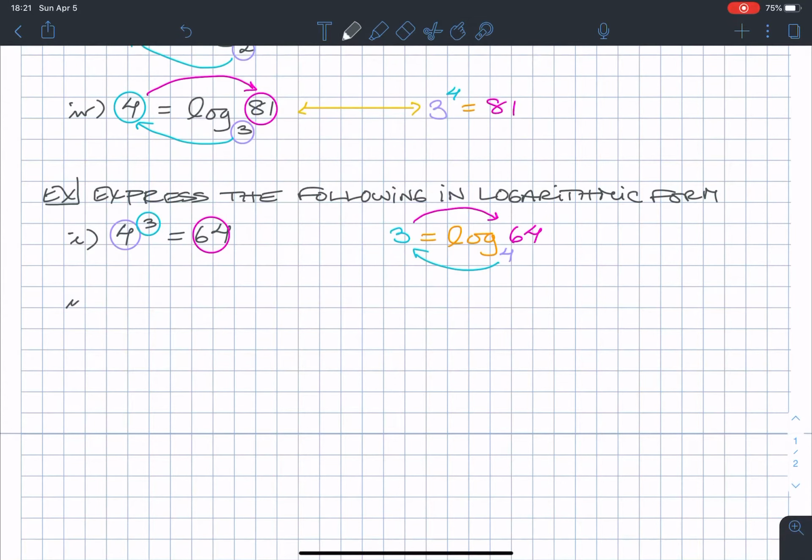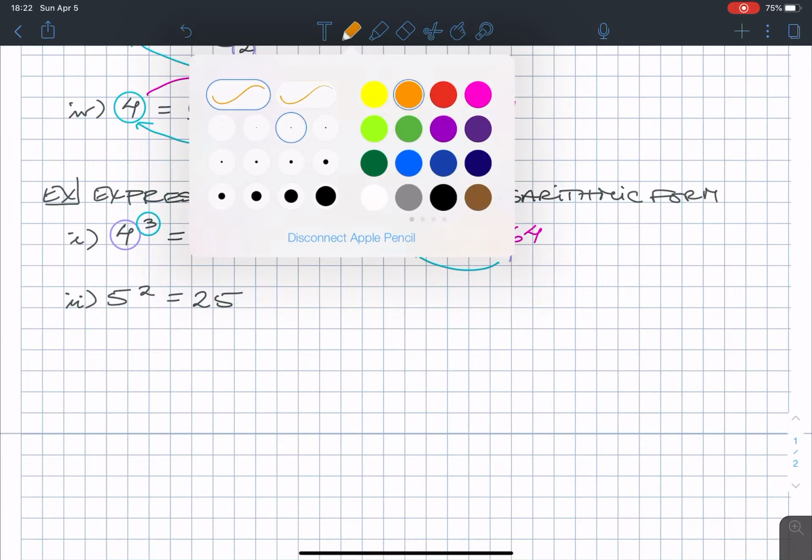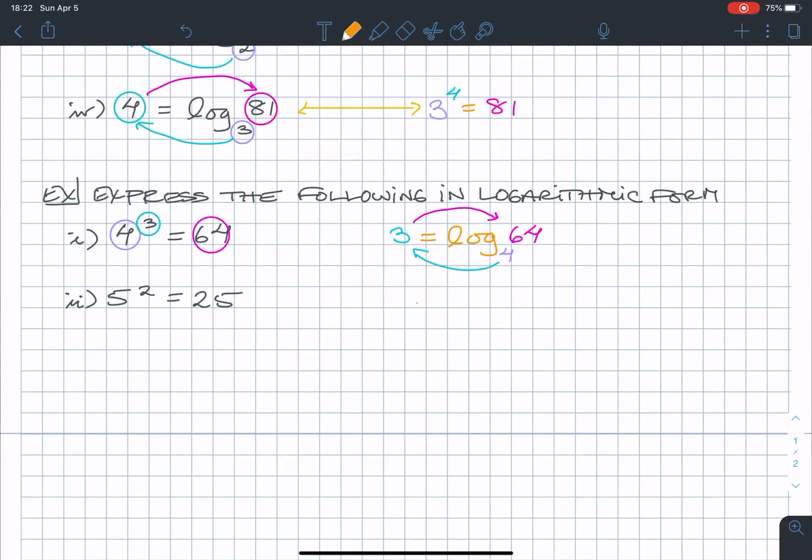So number 2, let's say I have 5 squared is 25. So let's change this to logarithmic form. Of course, the first thing I want to set up is my equals log.